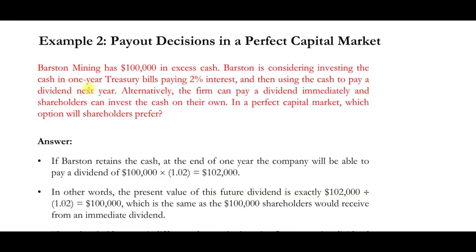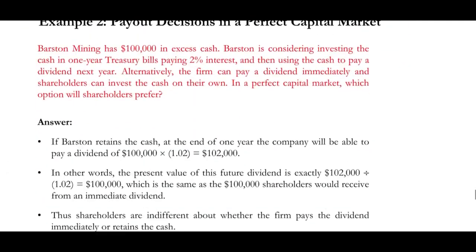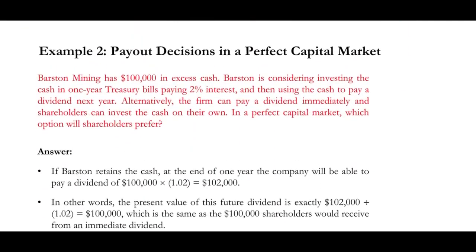Okay, payout decision in a perfect capital market. This is just an example. Burston Mining has 100,000 in excess cash. So the company is considering investing the cash in a 1 year T-bill paying 2% interest. The company can do that, and then use the cash to pay a dividend next year. Okay, so this is the situation here.